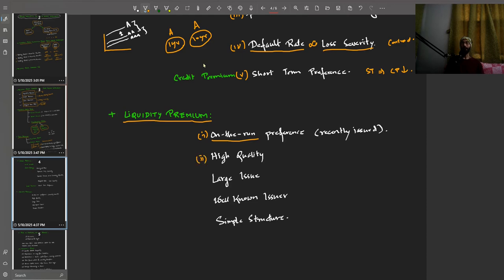Quality preference. A high quality bond will have much more liquidity than a comparatively lower quality bond. Issue size. A large issue generally has a higher liquidity than a smaller issue. Reputation of the issuer. This is the fourth point. A well-known issuer, even if it's a corporate issuer, will have much higher liquidity than a new issuer or a less reputed issuer, right? Simple structure. The simpler the structure, the less the complications and embeddings, the more the demand or the more the liquidity of the bond.